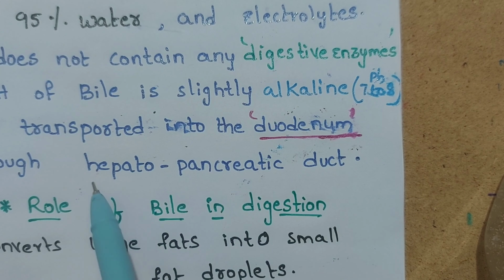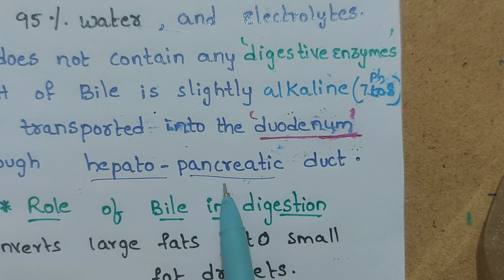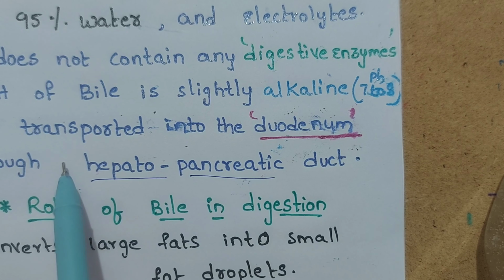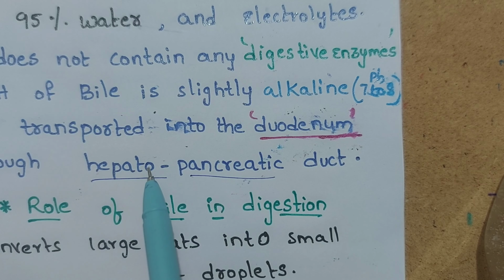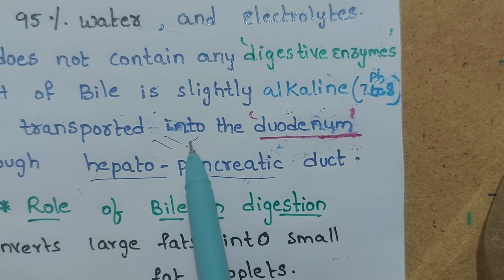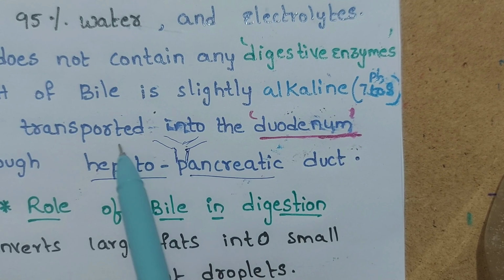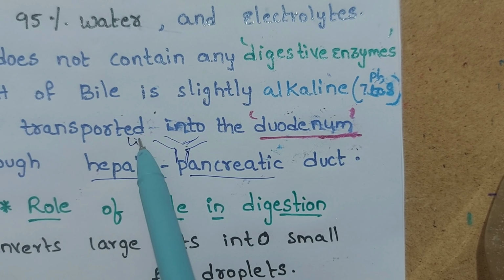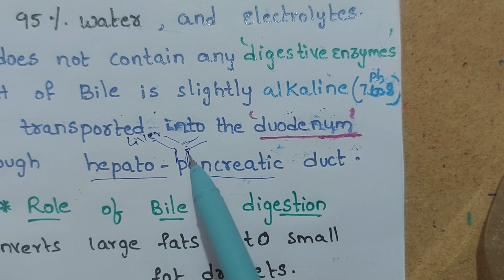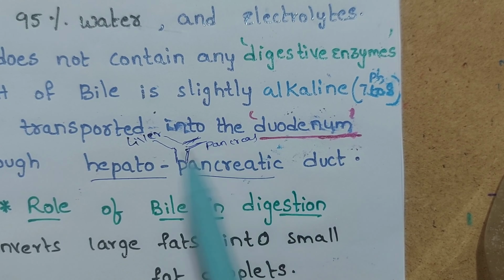What is the hepatopancreatic duct? Hepato means the duct which is coming from the liver. Pancreatic duct means the duct which is coming from the pancreas. Both the ducts, hepatoduct and pancreatic duct, join together like this, and this is the common duct for both. Hepato means liver, which is coming from the liver. Pancreatic means the duct coming from the pancreas. So this is the hepatopancreatic duct.